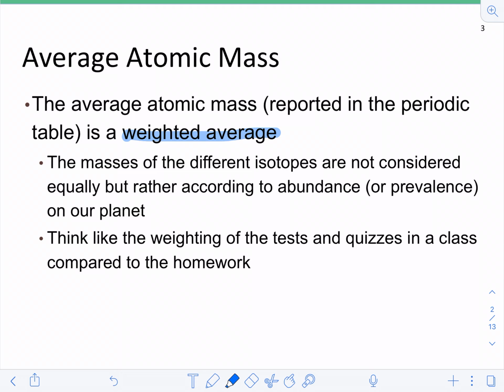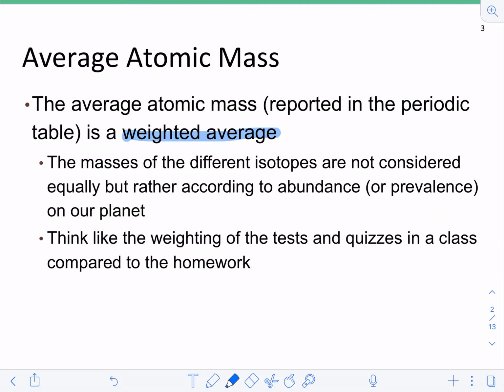So the masses of the different isotopes are not considered equally, but rather according to abundance or prevalence on our planet. So when scientists find a certain element, let's say, we'll look at sulfur in just a minute. When they find sulfur, it doesn't always exist in just one form. So there's multiple versions of it, again, those isotopes, and the isotope that's the most prevalent, so like they find in the highest percentage, that one's going to have the largest effect on the mass. And the kind of sulfur that maybe they find very, very rarely, that one would still contribute to the average, but just not as much.